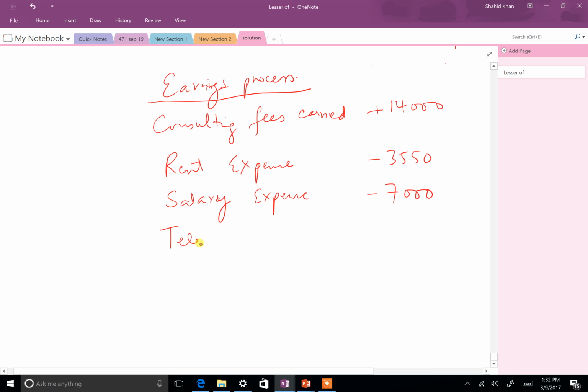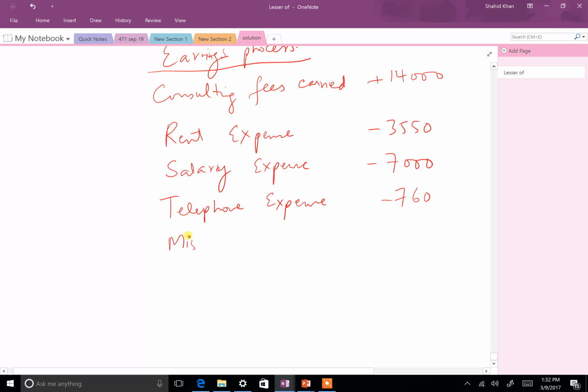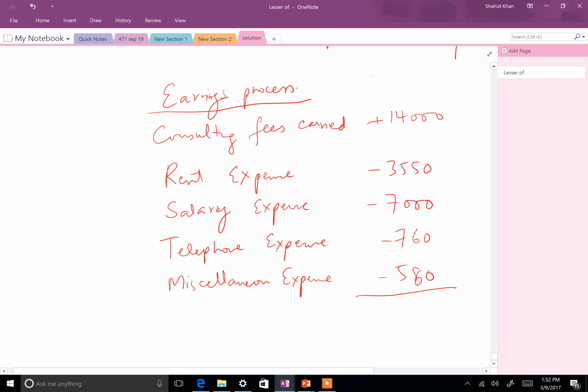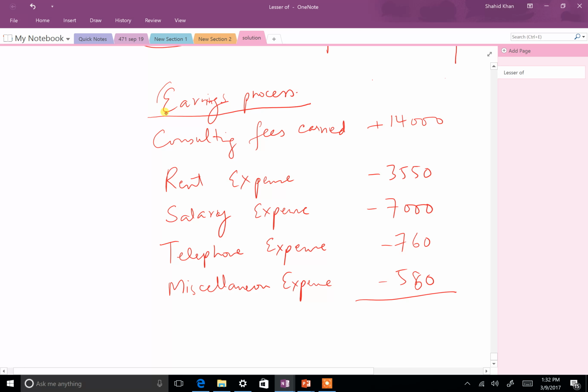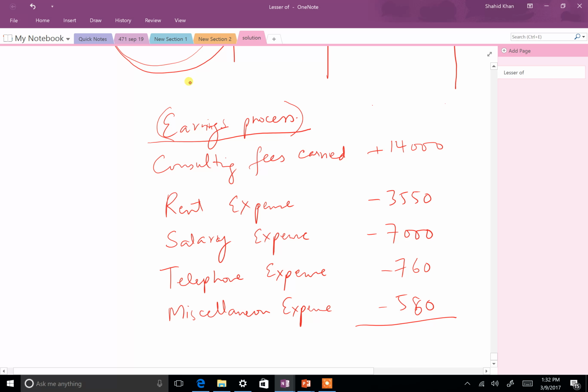Telephone expense is minus 760, and miscellaneous expense is minus 580. So what I'm trying to do is called an income statement, the earnings process. I wrote down earnings process on top, but that's what this question E1-15 is asking you. The question says, can you make an income statement? So I'm going to write it on top: income statement.